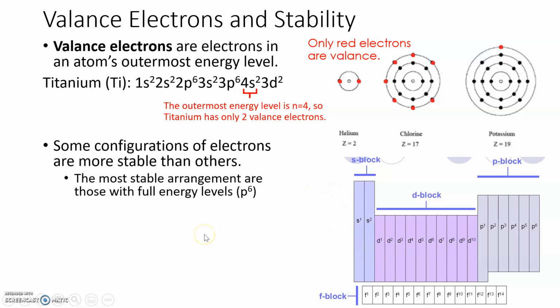The most stable arrangement: all atoms would love to have a full energy level, and that's P6. So over here at the end of the table, you've filled up your energy level when you get to P6. These are the noble gases. You've probably heard of them. They're inert. They don't react. One of the reasons is because they're full of electrons. They don't need to react, they don't need to share, they don't need to gain, they don't need to lose.